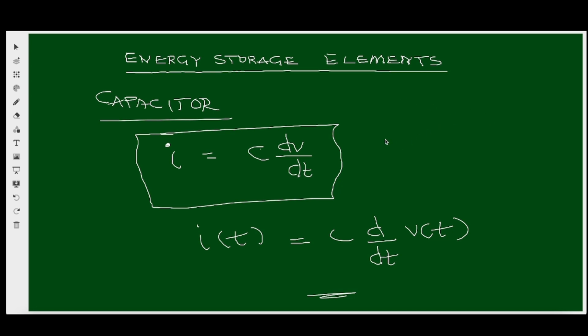So the symbol for a capacitor is this. The voltage on the capacitor we will call v, and the current going through the capacitor we will call i. And of course, let's say it's in terms of t, so i(t) and v(t). And of course, the value of the capacitor is the capacitance.